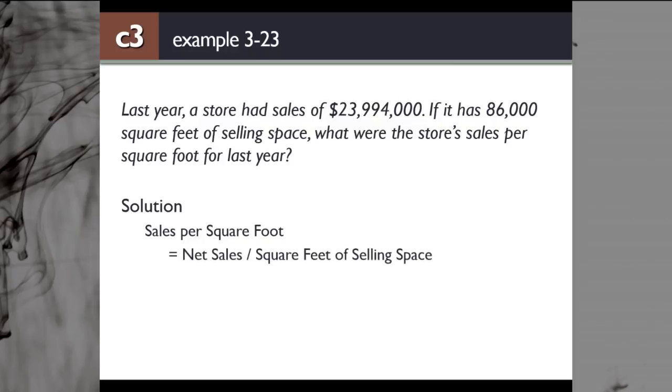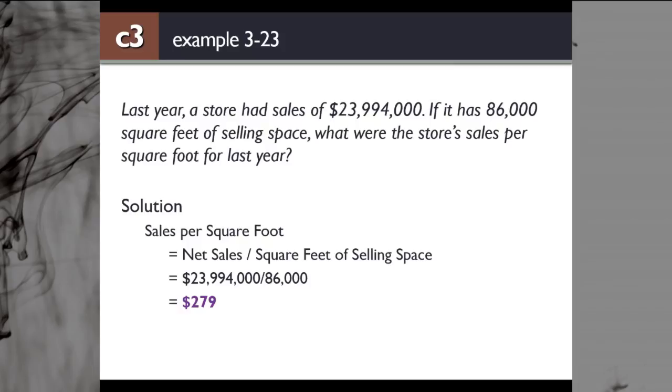So that will be 23,994,000 divided by 86,000. Then you will get $279. That means each square foot made $279 in sales. So now you have learned how to calculate productivity based on the selling space.